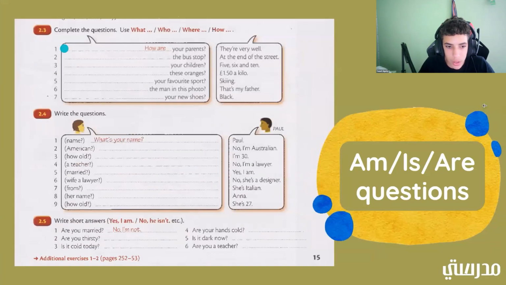Okay. Let's move on to this exercise now. So we're going to complete the questions. We're going to use what, who, where, how. Thank you. No problem. So what, who, where, how. Okay. So this first example is blank your parents. Okay. So what we'd put here is, how are your parents?